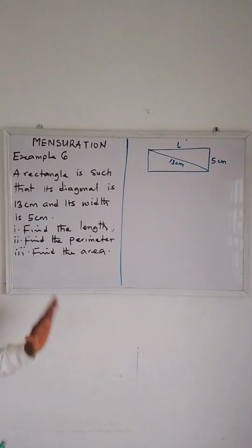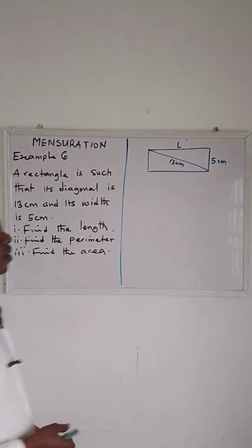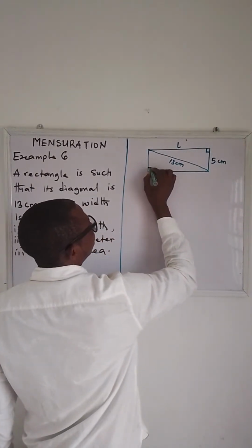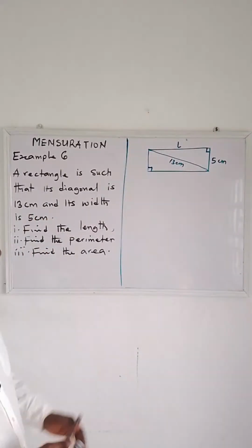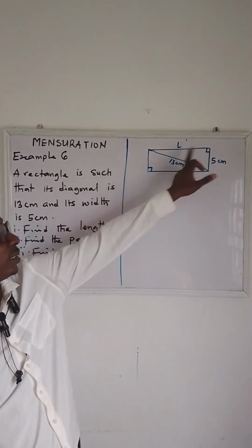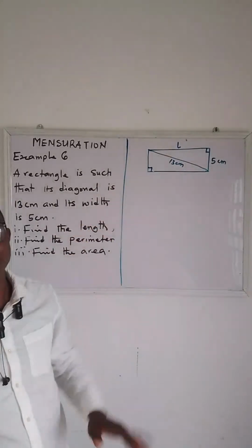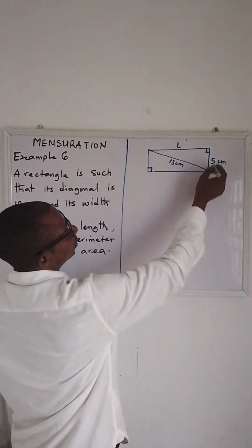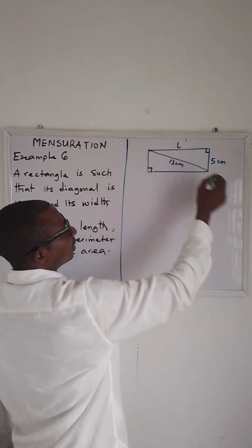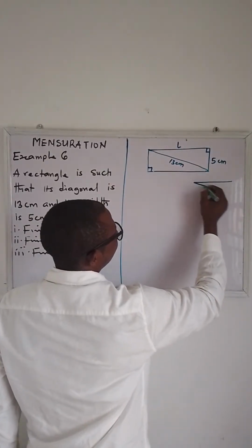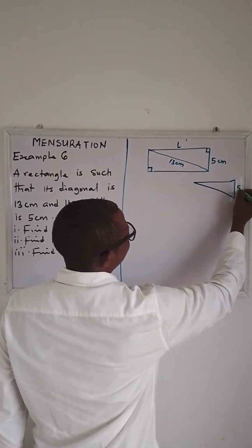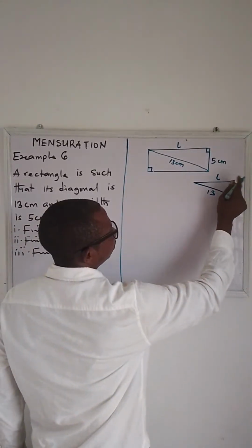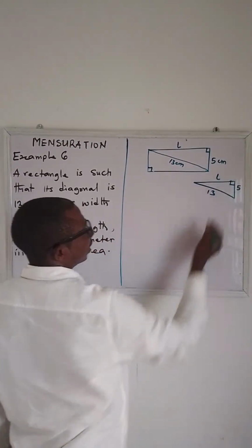Now, when you look at the rectangle, each of the angles in the rectangle is 90 degrees. So this is 90, 90, 90, 90. All right. So now you can bring out this triangle here. You can see we have a triangle and it's a right angle triangle. Now look at it. It looks like this. So this is 5. This is 13. So this is the right angle here. Can you see that?